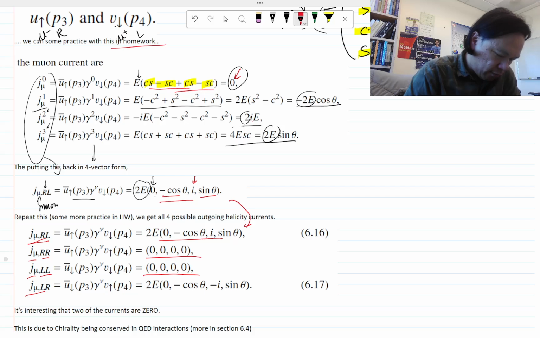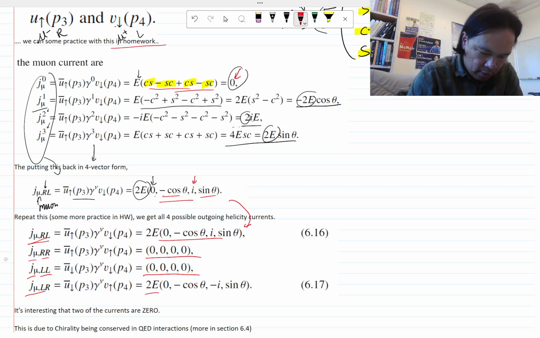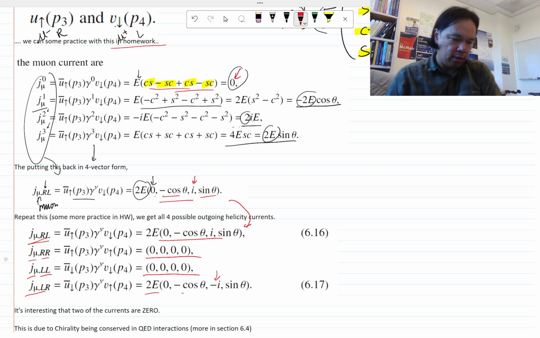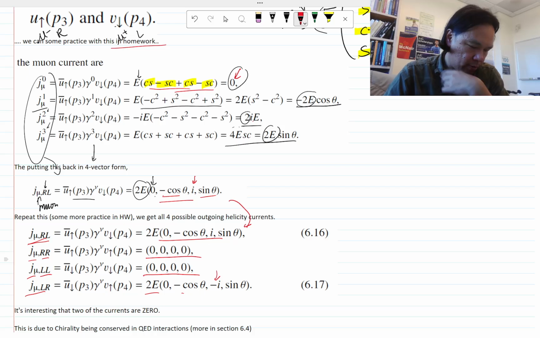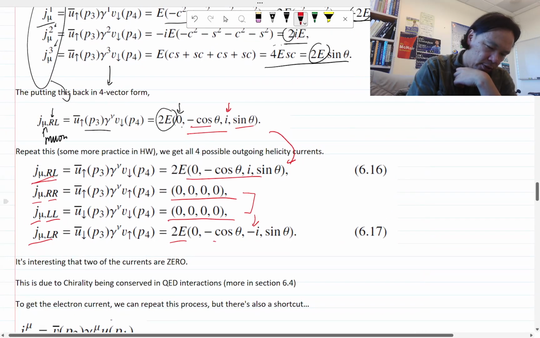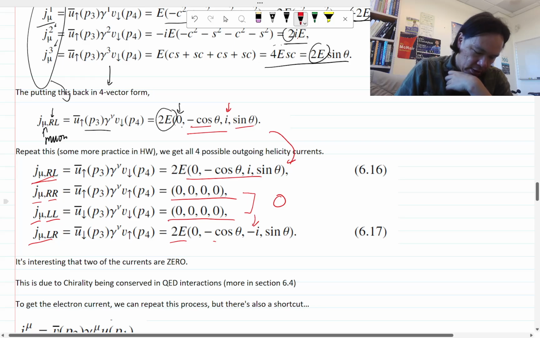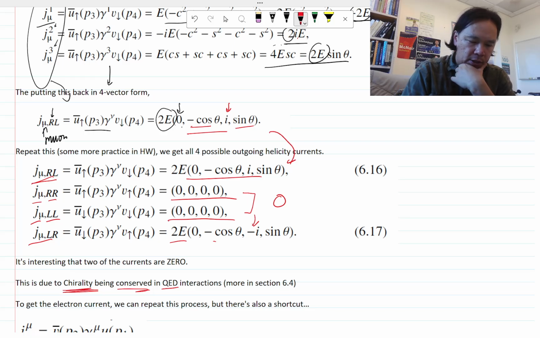And then the muon current in the opposite direction, the left-handed for the muon and right-handed for the anti-muon, is going to have this 2E, but then you have this negative i instead. That's the difference from switching the R's and the L's. So it's interesting that two of these currents are 0. We're going to talk a little more about this when we talk about chirality, which is a conserved quantity in quantum electrodynamics, and we're going to see this in section 6.4 in a couple of sections.